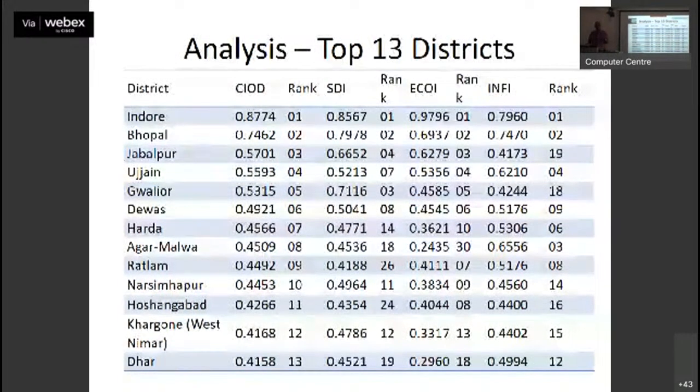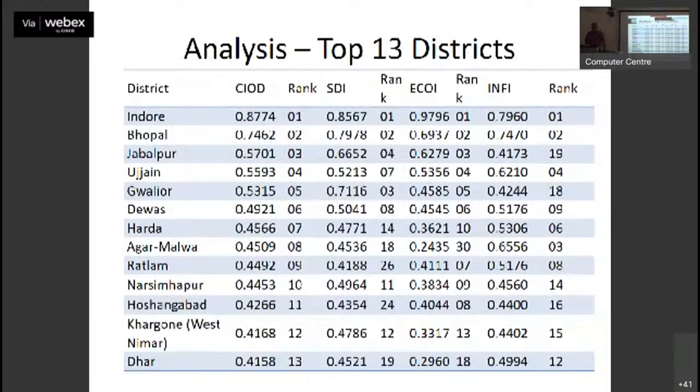And since I belong to Indore और इंदौर यूनिवर्सिटी ने ये काम किया है, इसलिए इंदौर is number 1 in all. भोपाल is number 2 in all. कैपिटल है तो उनको ध्यान रखना पड़ेगा ना.